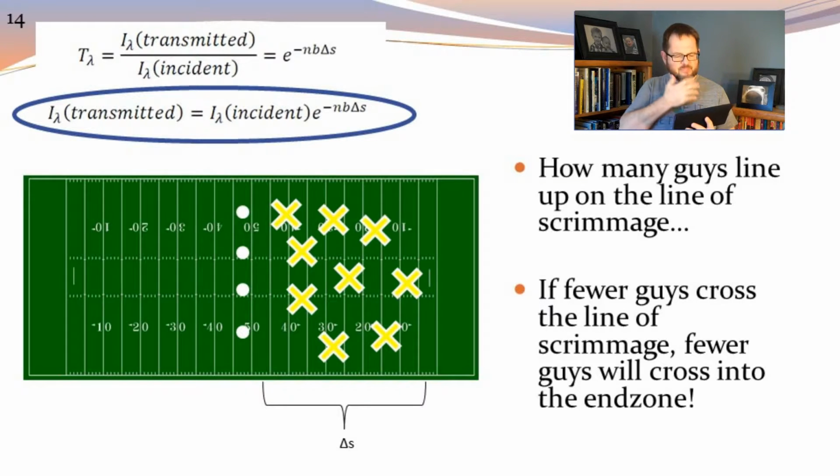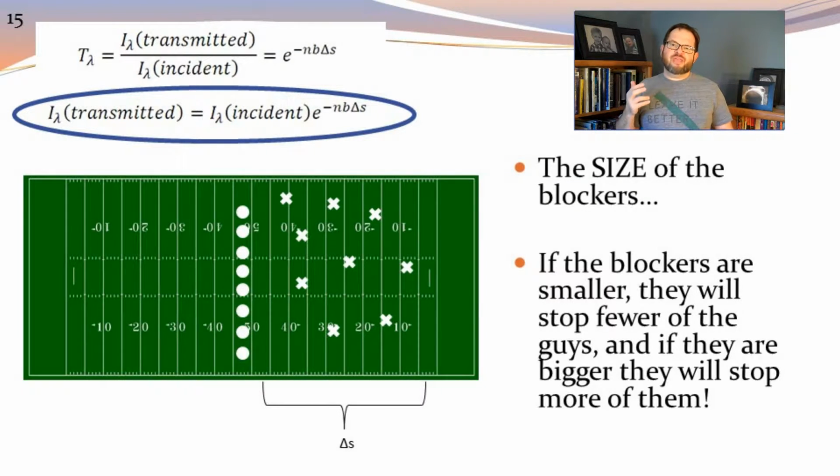You'll have to decide. Part of the story, too, will be the size of those blockers who are trying to keep our team from getting from the line of scrimmage all the way to the end zone. If they're just a bunch of little guys, like these little X's here, they might be less effective at stopping the guys as they run from the line of scrimmage to the end zone, or they might be bigger and better, more effective. So something like how big they are or how good they are at blocking our guys would be part of the story too.